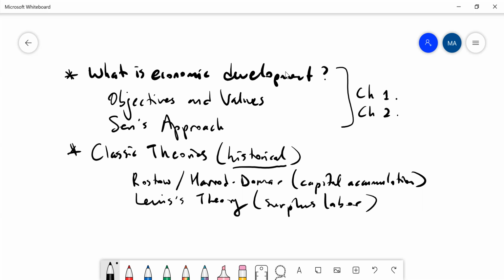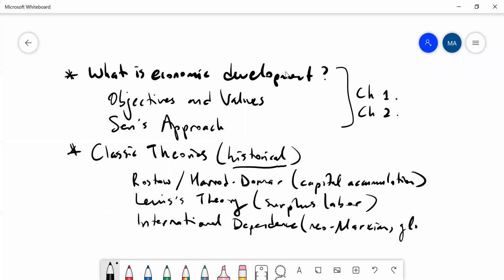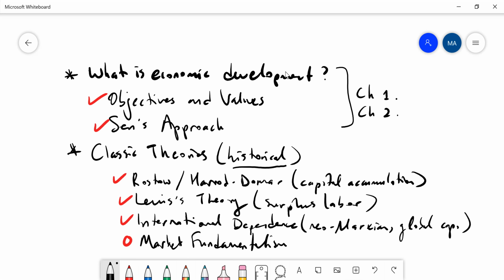Then we looked at international dependence. Basically here the catchphrase is Marxian or global capitalism. So this is check, and today we're going to look at market fundamentalism. Here the phrase is Washington Consensus.